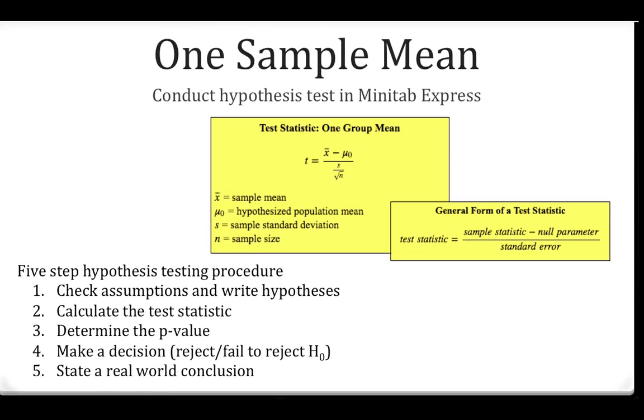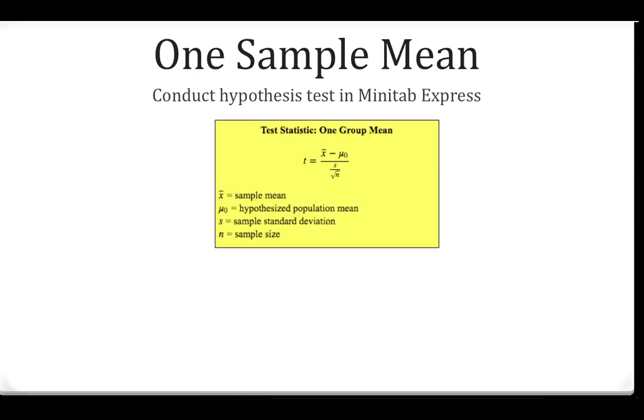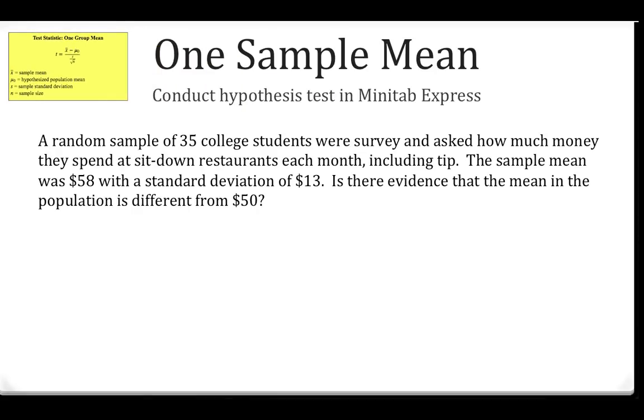We're going to be using the same 5-step hypothesis testing procedure. Let's start now by looking at our scenario. A random sample of 35 college students were surveyed and asked how much money they spend at sit-down restaurants each month, including tip. The sample mean was $58, with a standard deviation of $13. Is there evidence that the mean in the population is different from $50? From this scenario, we know that n equals 35. Our sample mean is 58. Sample standard deviation is 13. And the hypothesized population value is 50.